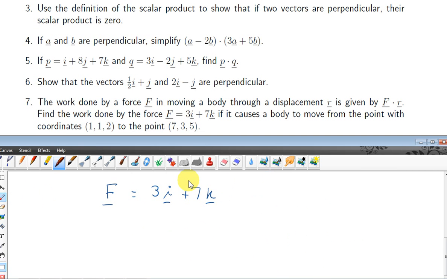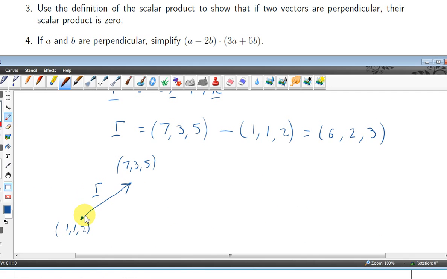So in this example, F is 3i plus 7k. Now what about the displacement vector r? Well, the body moves from (1, 1, 2) to (7, 3, 5). So to get the displacement vector, we have to get the final position of the body minus the initial position. That's (1, 1, 2). So we just subtract corresponding components. 7 minus 1 is 6, 3 minus 1 is 2, 5 minus 2 is 3. So here is the displacement vector r.